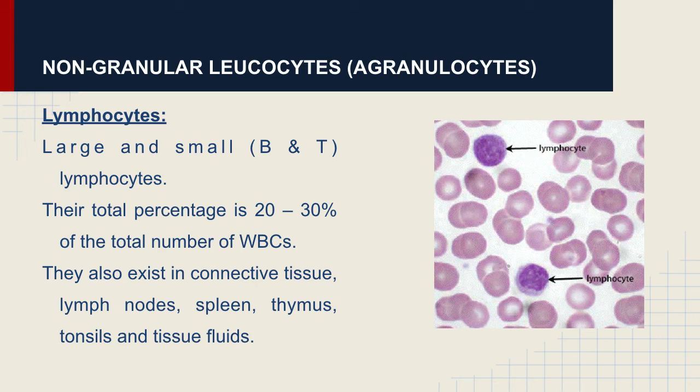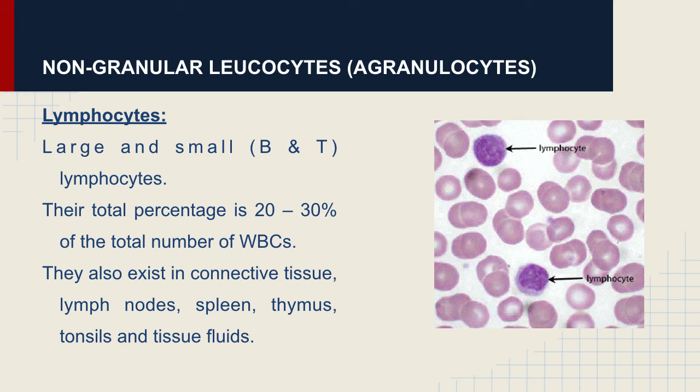Here we come to the second type of leukocyte, which is non-granular leukocytes or agranulocytes. There are two types of cells: lymphocytes and monocytes. Lymphocytes are classified according to function into B, T, and natural killer cells, which is not our focus. We are focusing on the histological types. The histological types are large lymphocytes and small lymphocytes.